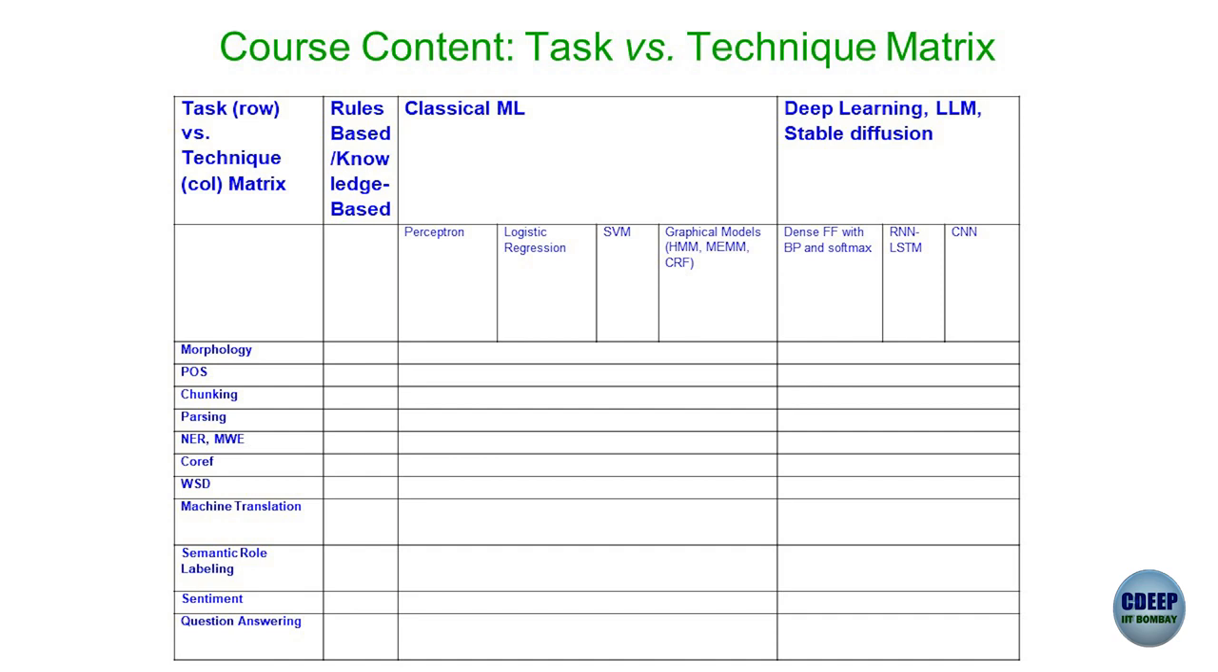In this course, we'll be concerned with deep learning, this particular column, and all these tasks which are on the rows. You can see that we have feed-forward network, recurrent neural network, convolutional neural network, and now, of course, a lot of large language models are being used for NLP. So this task versus technique matrix is like a guiding framework for us. We'll operate in this column, but we'll have to understand these rows also.